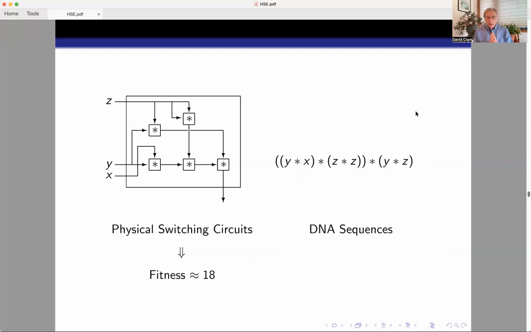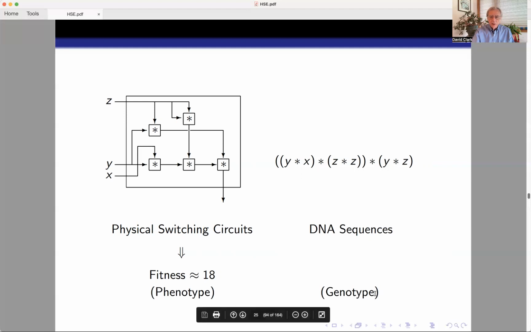So this describes a nice evolutionary process. And in this process, we have the DNA sequences acting as the genotypes, and the circuits themselves, the physical circuits, acting as the phenotypes. And this evolutionary process now is working just like evolution does in nature. It's a very similar pattern. And just like evolution in nature, it has the same liability.